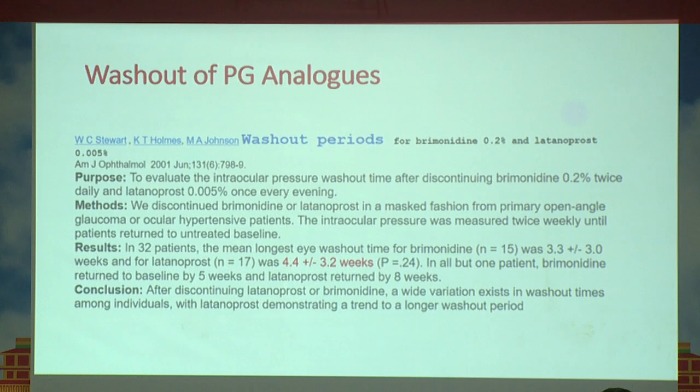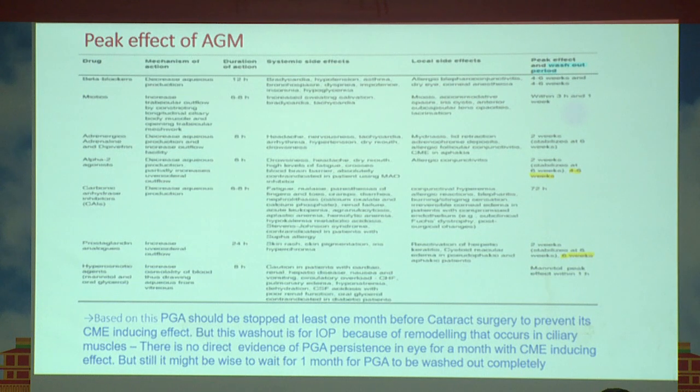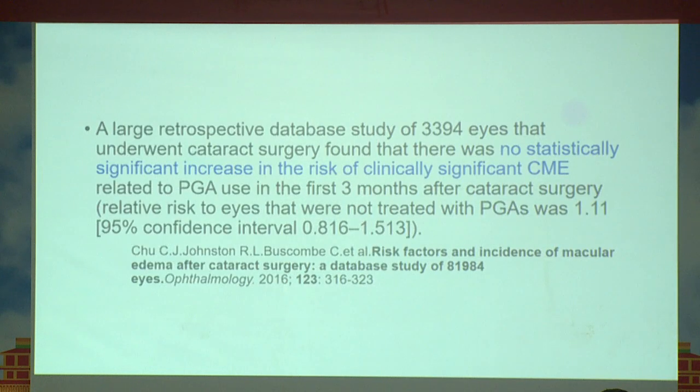See, if you stop prostaglandin analogs, how long is it going to stay in the eye to cause an effect? It is seen that the effect of prostaglandin analogs lasts about 4 weeks after stopping. So based on this, prostaglandin analogs should be stopped 1 month before surgery. But this washout is for the IOP lowering effect, because of the remodeling that occurs in the ciliary muscles. And there is no direct evidence of prostaglandin analog persistence in eyes for a month with a CME inducing effect. But it might be a good idea to wait 1 month if you're stopping prostaglandin analogs.